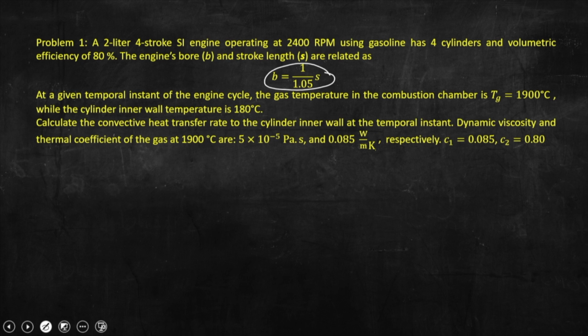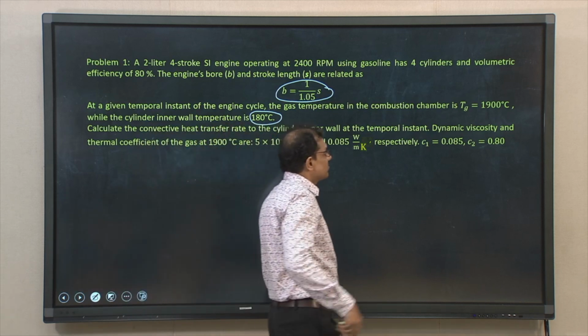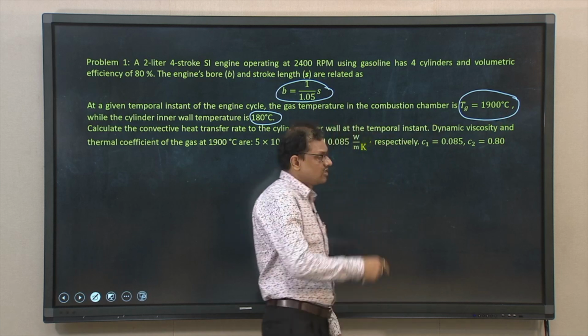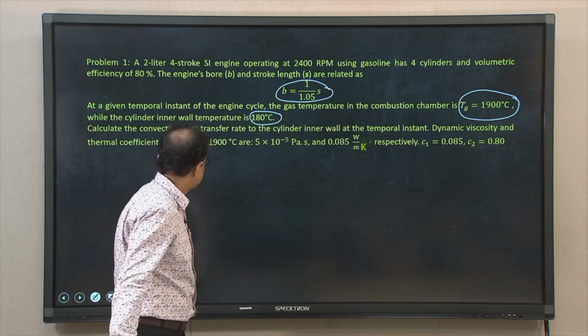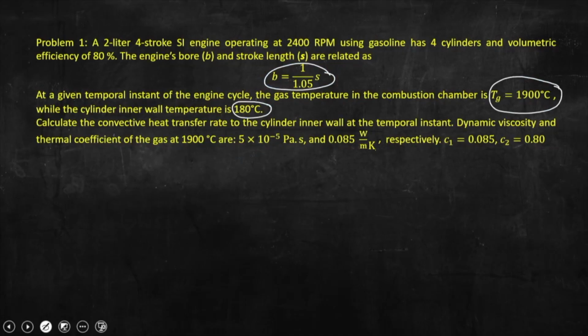At a given temporal instant of the engine cycle, the gas temperature in the combustion chamber is 1900 degree Celsius, while the cylinder inner wall temperature is 180 degree Celsius. Try to understand, we have discussed that the temperature of the inner wall of the cylinder will be within this range, 180 to 200 degree Celsius, and the temperature in the combustion chamber is also of the order of 3000 Kelvin. What we can see from the statement is also in that range. Calculate the convective heat transfer rate to the cylinder inner wall at that temporal instant.